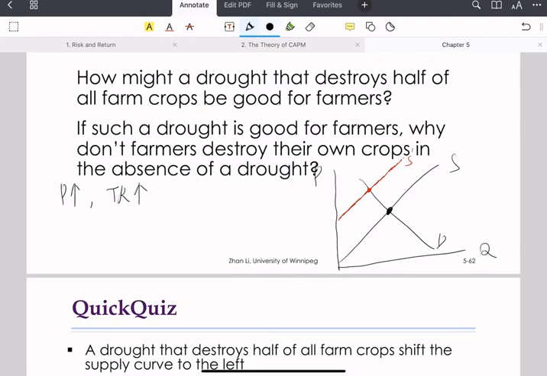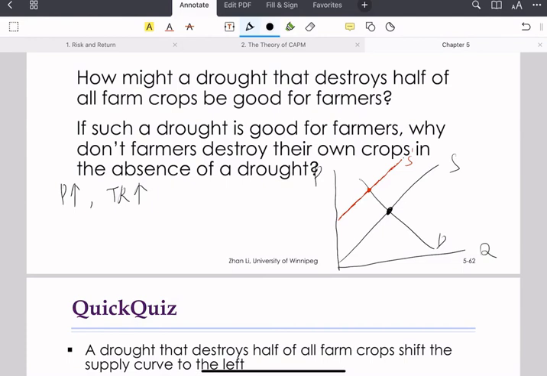Okay, let's look at the second question. If such a drought is good for farmers, why don't farmers destroy their own crops in the absence of a drought? This is not really an economic question. Well, basically, as a farmer, you want a drought, but you only want a drought for others, right? So if there is a drought for other farmers, then the total supply of farmers' products will be lower, and your farming products will sell at a higher price. You will get higher total revenue.